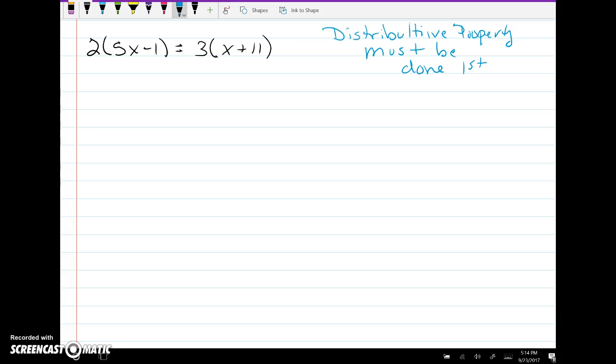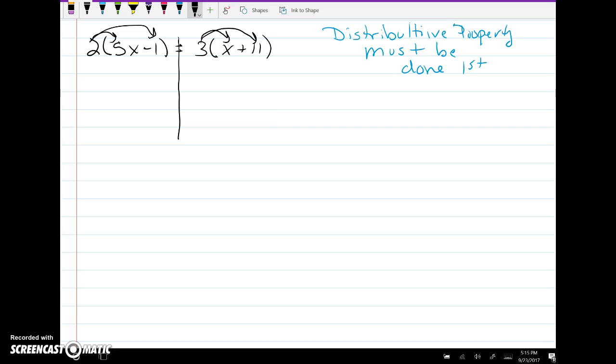You can't start moving variables to other sides, adding or subtracting, until you work with your distributive property. So, I'm going to distribute my 2 and my 3. Remember, keep things equal and on their own side. So again, if you want to draw the line down the center, go for it.